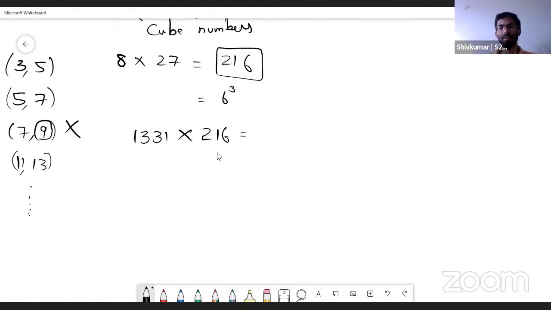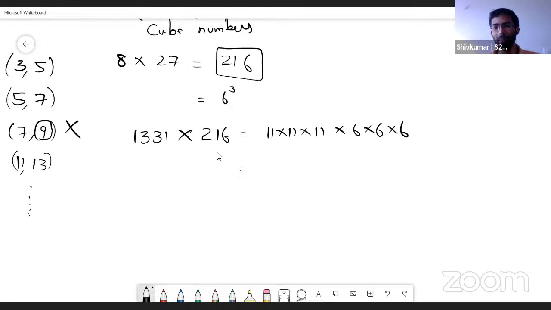By exponential rules. Right. So one thing is we can take recourse to the laws of exponents. But if you have to see from where the laws of exponents are coming, we can make this beautiful rearrangement. So 1331 is nothing but 11 into 11 into 11, and 216 is 6 into 6 into 6.